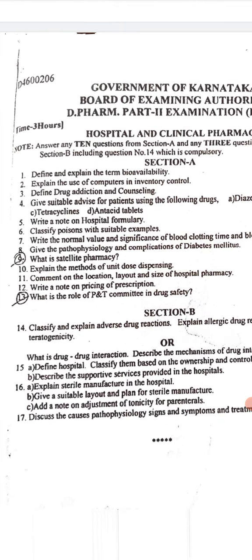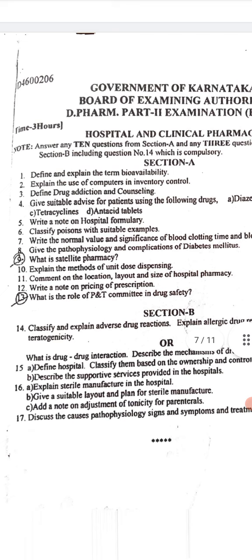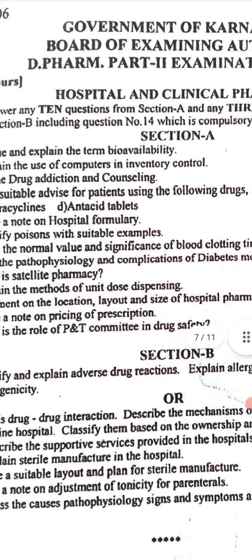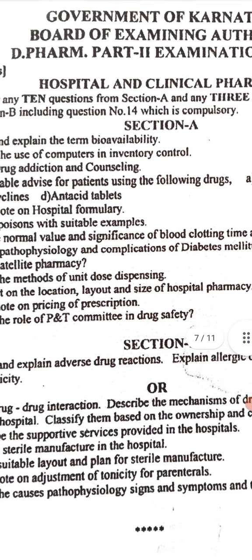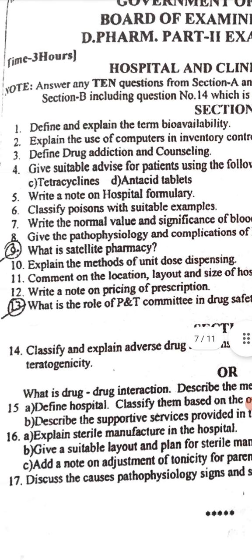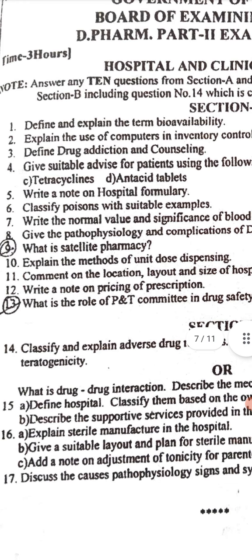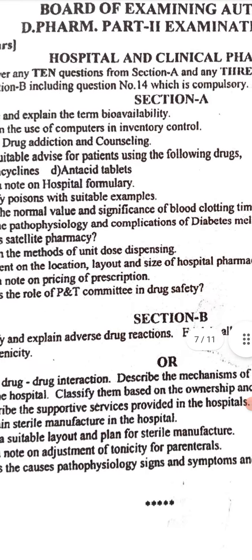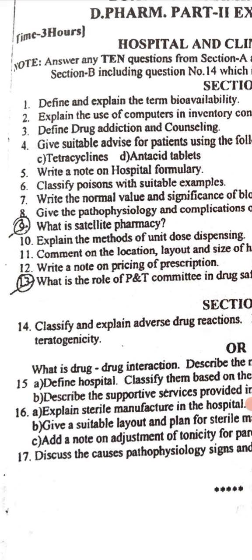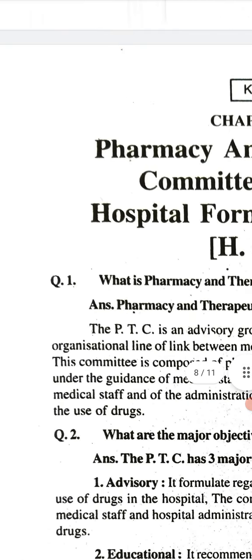First question is define and explain the term bioavailability. Second is explain the use of the computer in inventory control. Third is define drug addiction and counseling. Fourth is give suitable advice for the patient using the following drugs: diazepam, tetracycline, antacid tablets. Fifth question is write a note on the hospital formulary. Sixth is classify the poison with a suitable example. Seventh is write the normal value and significance of blood clotting time and blood pressure. Eighth is give the pathophysiology and complications.